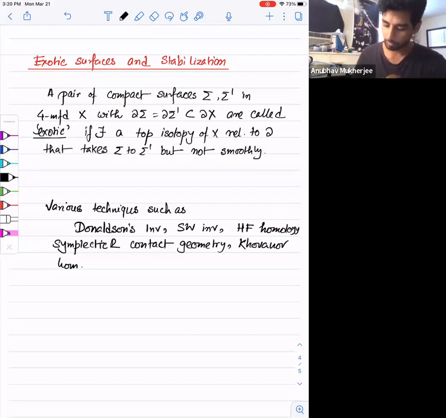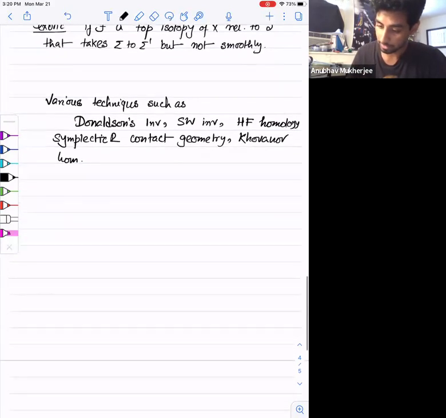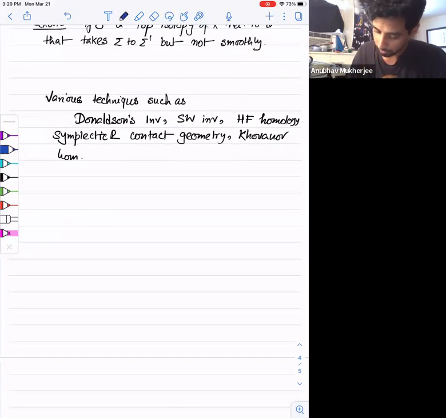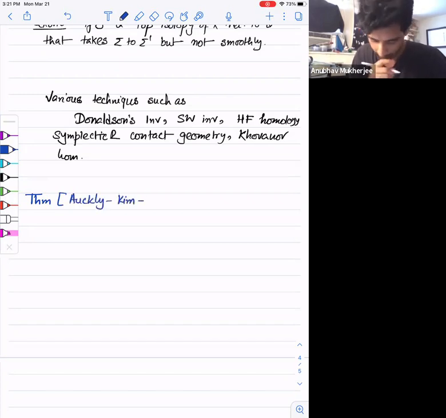Okay. So this is one side of the story, but let me talk about a result towards the positive direction, why there are some people who actually believe that single stabilization is enough, and why such a thing is true. So this is a theorem, and this is also a very recent theorem, I think. If I'm not wrong, it's 2018. So this is by Dave Auckly, Hee Jung Kim, Paul Melvin, Danny Ruberman, and Hannah Schwartz.